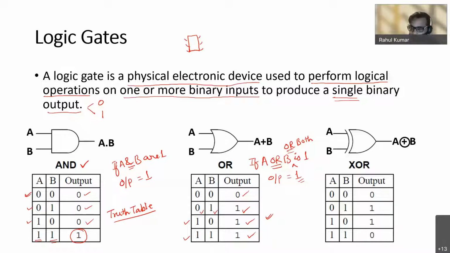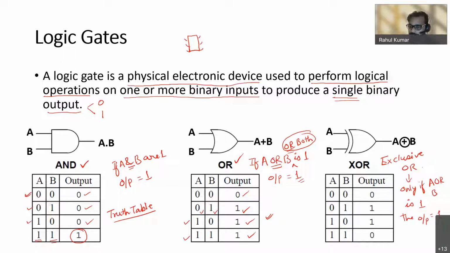Okay. The third logic gate is called XOR, or exclusive OR. Exclusive OR is similar to your OR gate, just this extra statement, or whatever we have added, is not there. So in exclusive OR, only if A or B is 1, the output is 1.